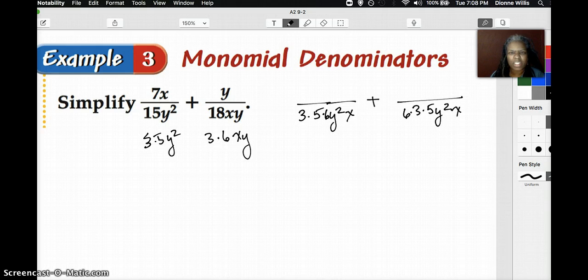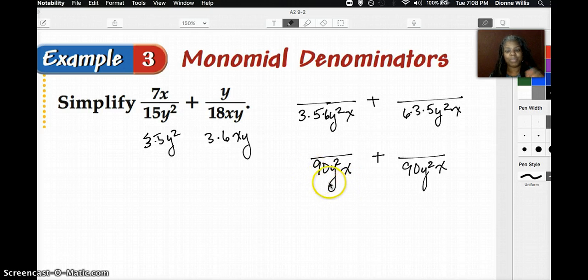And so let me neaten this up a little bit. And once simplified, we see that our denominator, or our least common denominator, would be 90y squared x. And so with that, we need to figure out, okay, what did we multiply this denominator by in order to make it into the new one? Well, clearly the 6 was added and the x was added. So I'm going to multiply this numerator by 6x, and when I do that, I get 42x squared.